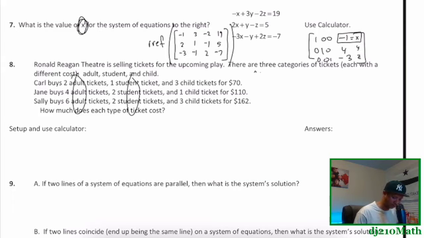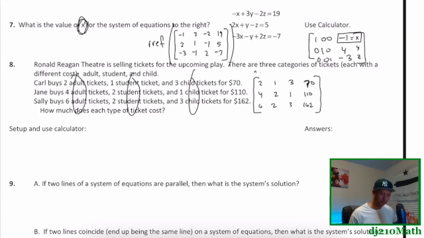Notice adults, students, and children are already lined up, so really we just have to grab the numbers in order. 2, 1, 3, 70. 4, 2, 1, 110. 6, 2, 3, 162. Notice this is A, this is S, and this is C. When your answers come out, it'll be in that order, A, S, and C.